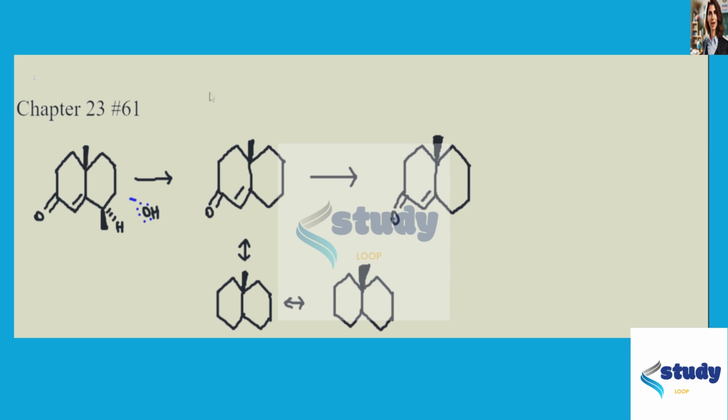This is the answer to Chapter 23, problem number 61 from the Smith Organic Chemistry textbook. This problem says treatment of alpha-beta unsaturated carbonyl compound X with base forms the diastereomer Y. Write a stepwise mechanism for this reaction. Explain why one stereogenic center changes configuration, but the other does not.